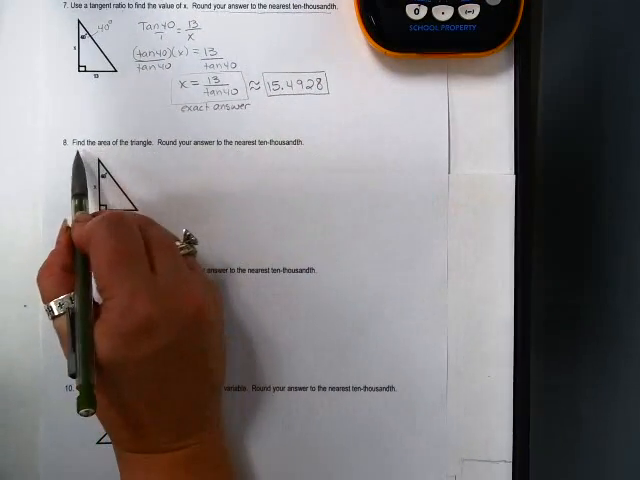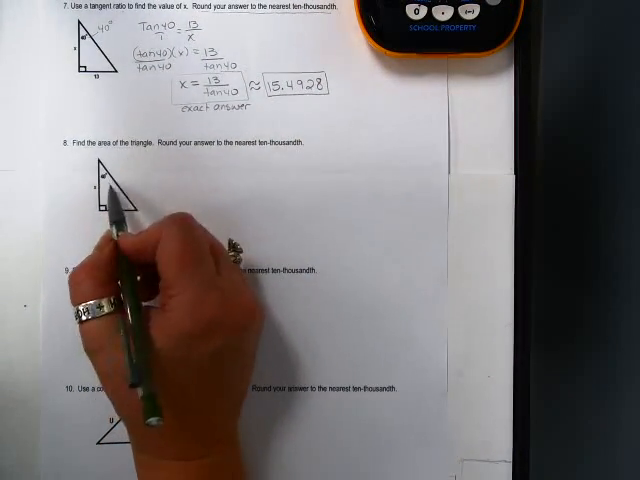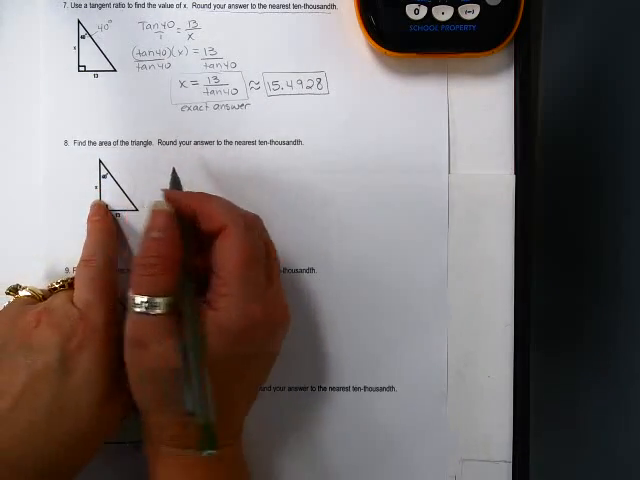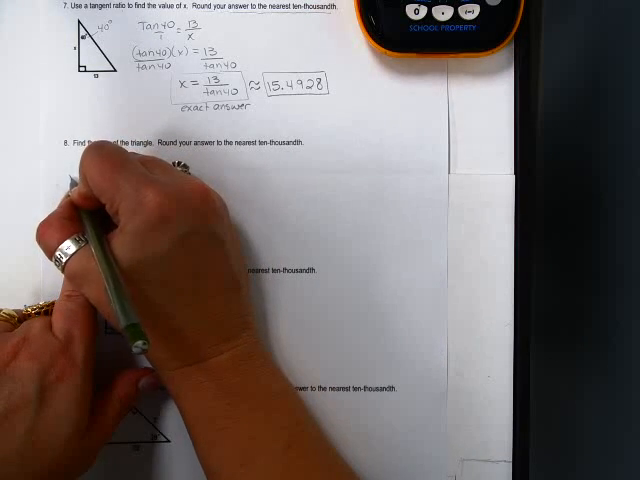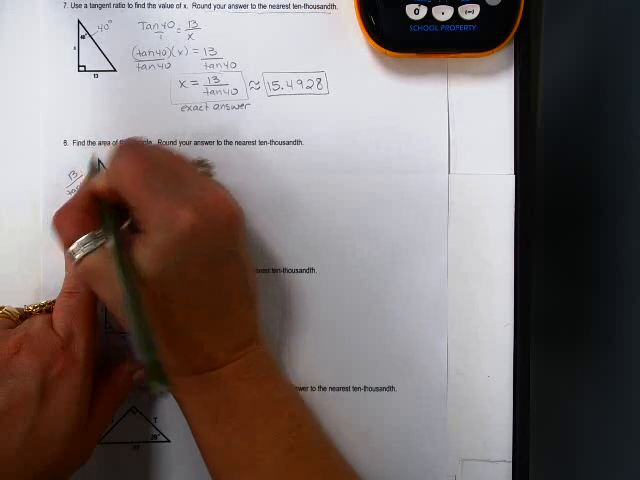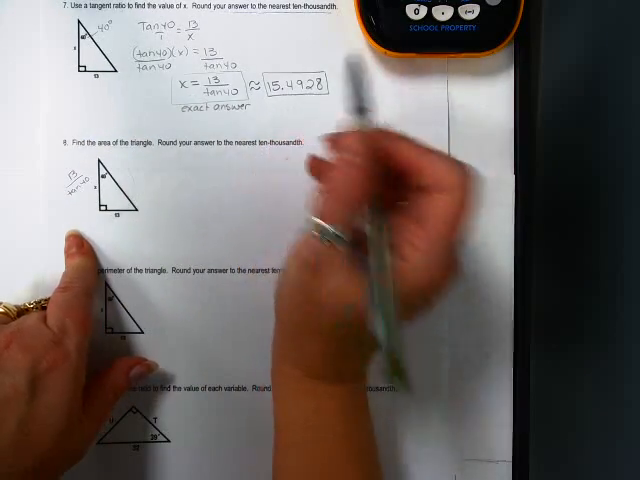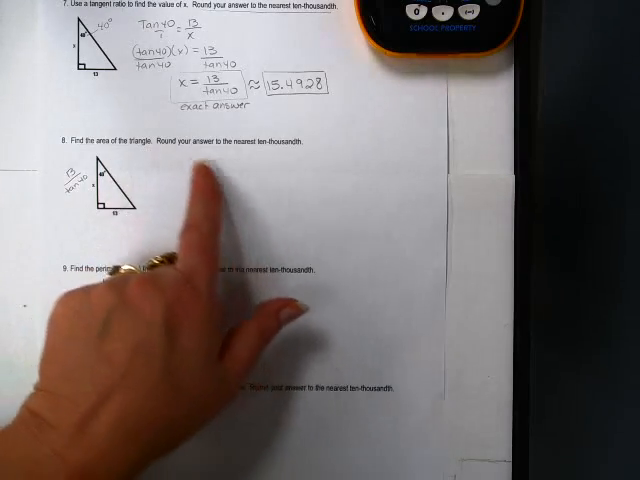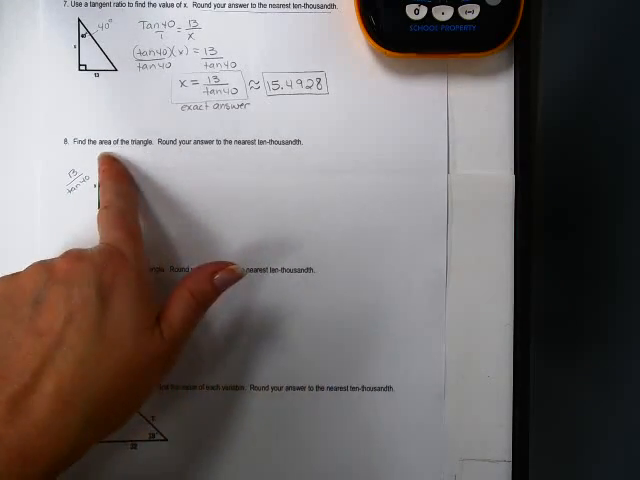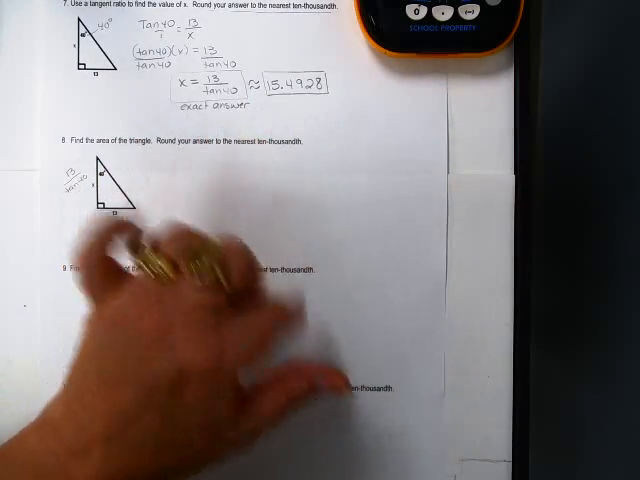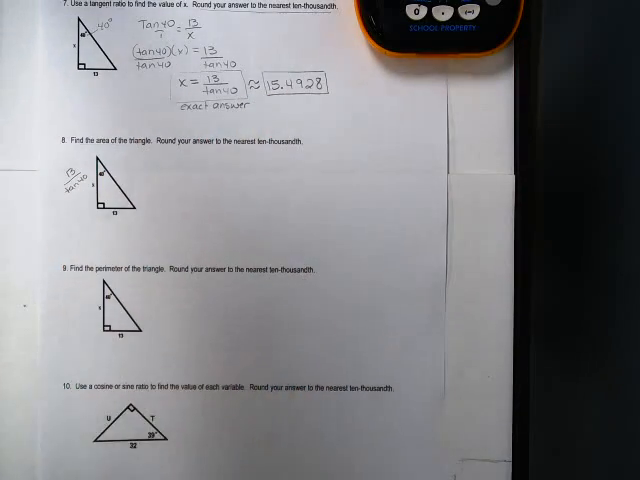Okay, look at this one. This one says find the area of the triangle. And looky there, we've seen that one before. We've already found x. X is 13 divided by tan 40, or 15.4928. But when we're trying to find the area, we want to make sure we use the exact answer, not the rounded answer. We only want to round at the very end of the problem.